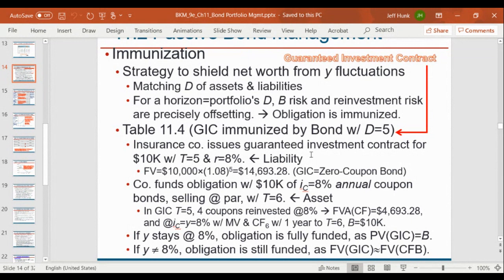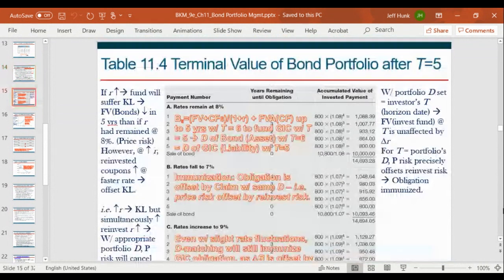So, by immunizing your portfolio, you can offset this possible discrepancy between your assets and liabilities, right? So let's take a look at table 11.4.